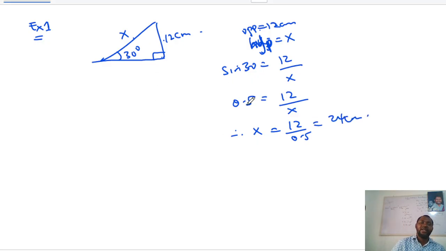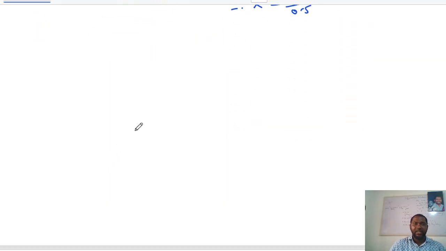So this is the simplest kind of question one can get here, where you're asked to find any side or any angle in a right angle triangle. Now you could also have something like this. Okay, let me change it. Let's say we have this.